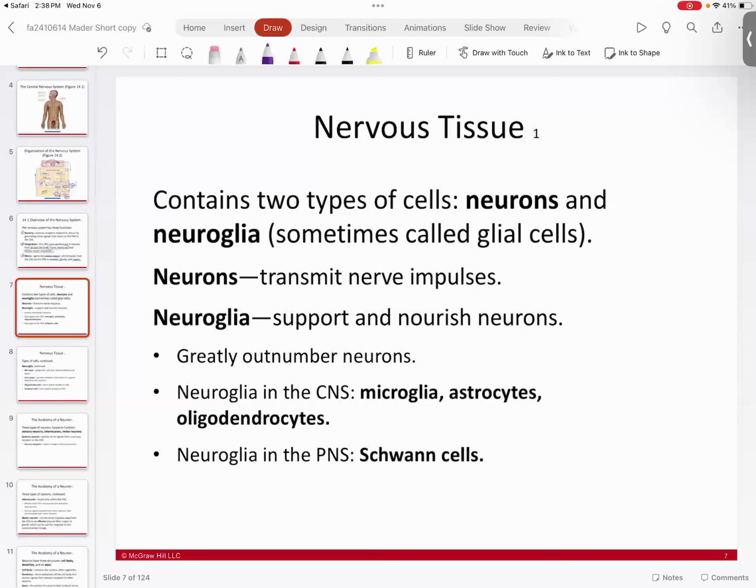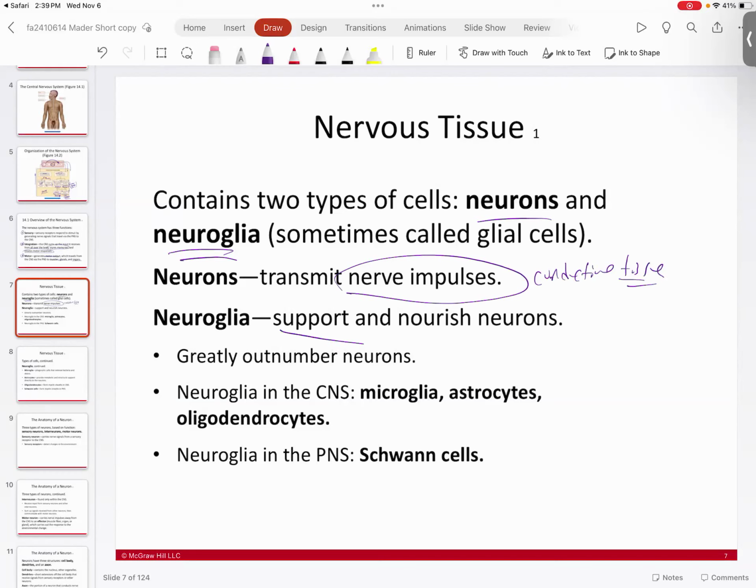Now, when you take a look at nervous tissue, and this is kind of a recapitulation from our tissues chapter, so I want to build on that. You have two major types of cells, right? So you have neurons and you have neuroglia, oftentimes referred to as glial cells. So the neuron's job is to transmit nerve impulses. This is the conductive tissue.